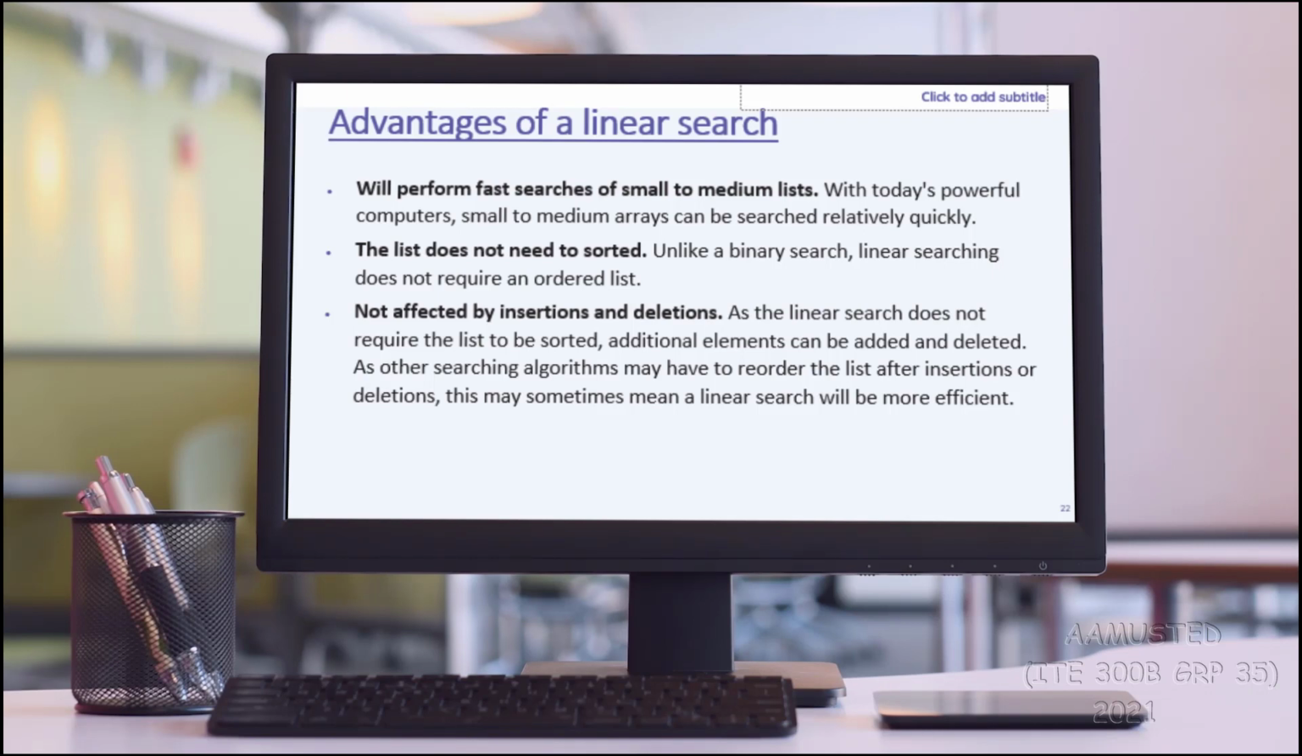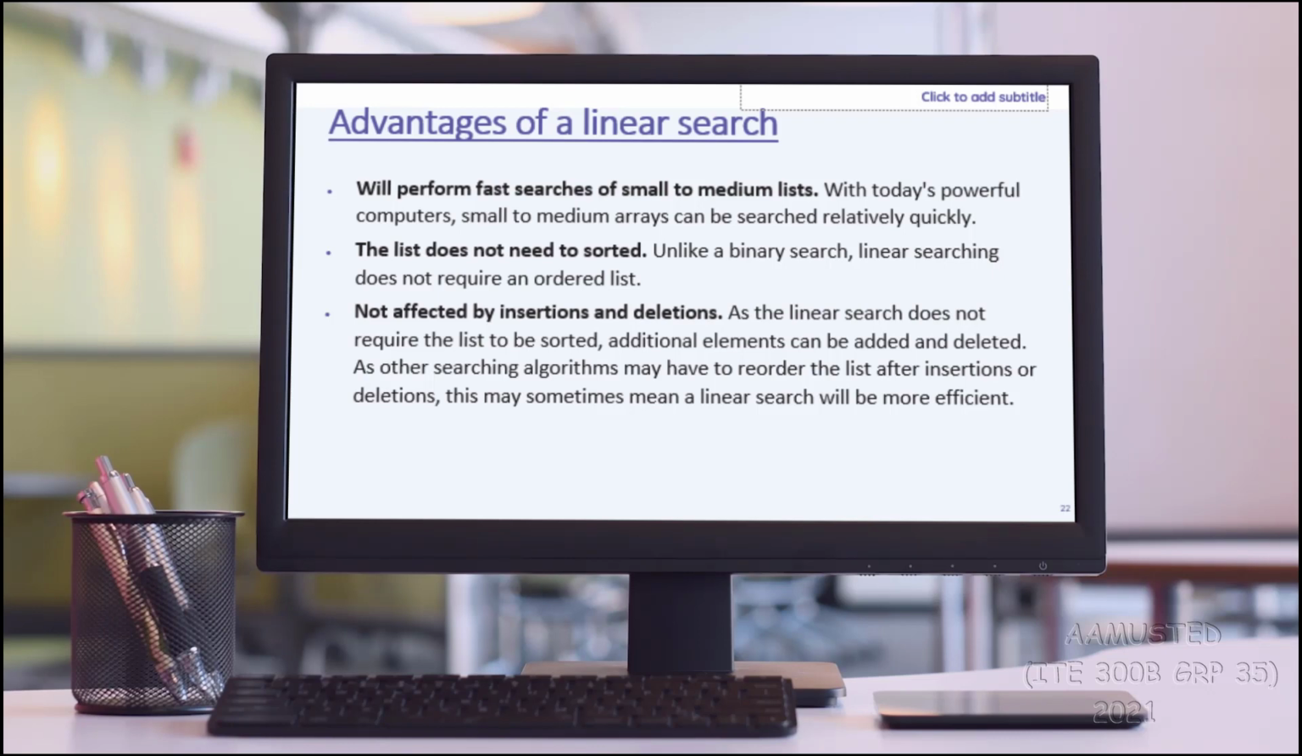Unlike in other searches like the binary search, linear search does not require you to sort the list, that is, arrange them in alphabetical, numerical, descending, ascending order. You don't have to do that. You just go ahead and start with your search, which helps you to save some time.